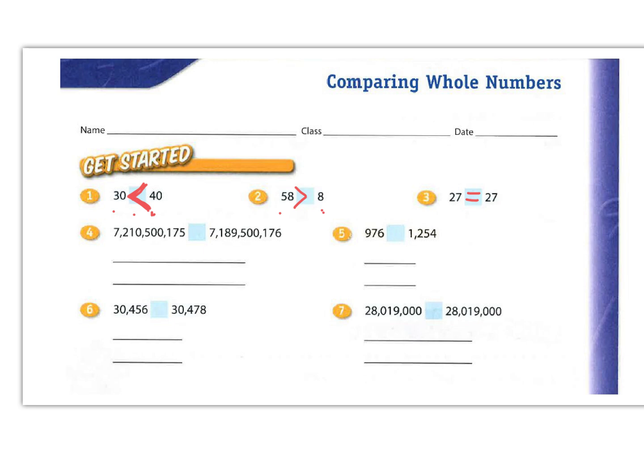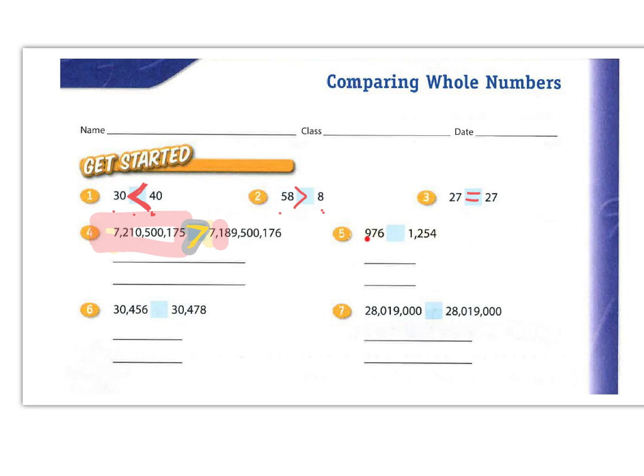Number 4, we have a very long number, but we're going to compare. And we're going to see that they have, I'm going to highlight the ones that they have the same. So in this place, this is the billions, the 7s are the same. But then right away, if we go to the 100 millions place, it's a 2 and a 1, we can see that this number is greater than the other number.